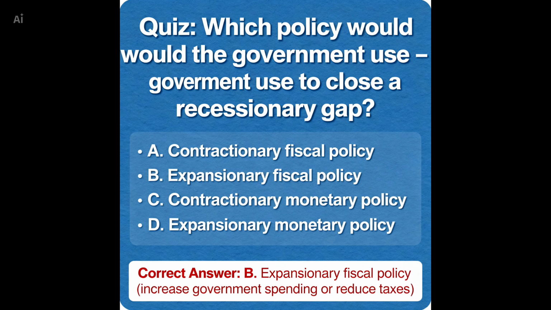Okay, I have a quick quiz question for you. Which policy would the government use to close a recessionary gap? The answer is expansionary fiscal policy.